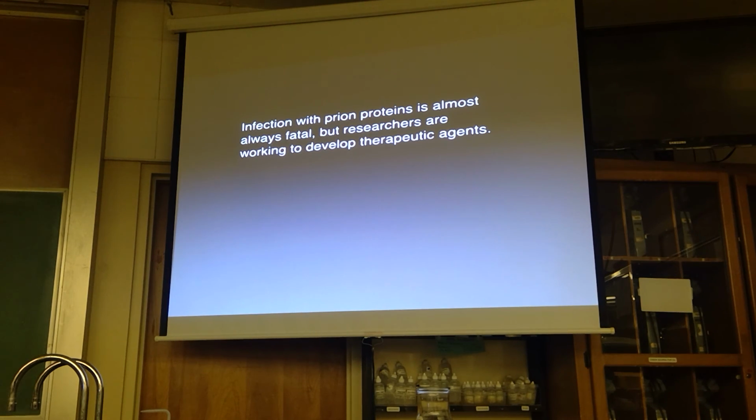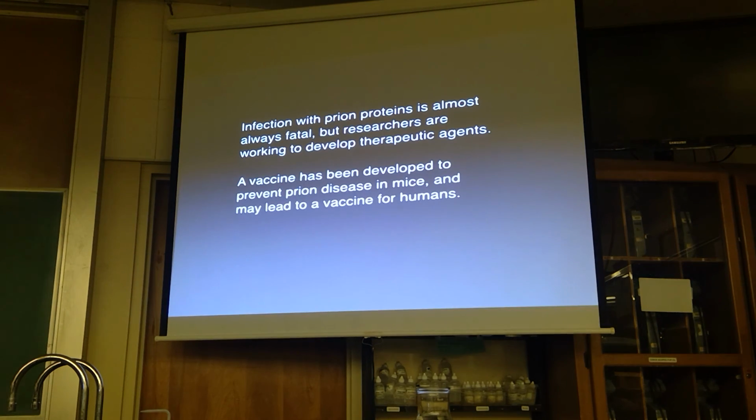So infection is almost always fatal. It's going to take a while, but eventually it causes enough destruction of the brain that it kills people. So people are trying to come up with therapy, you know, what can you do to stop it? Stop that refolding process. So they have a vaccine that prevents prion disease in mice. Maybe eventually it will prevent prion disease in humans. Pretty scary stuff, those prions.